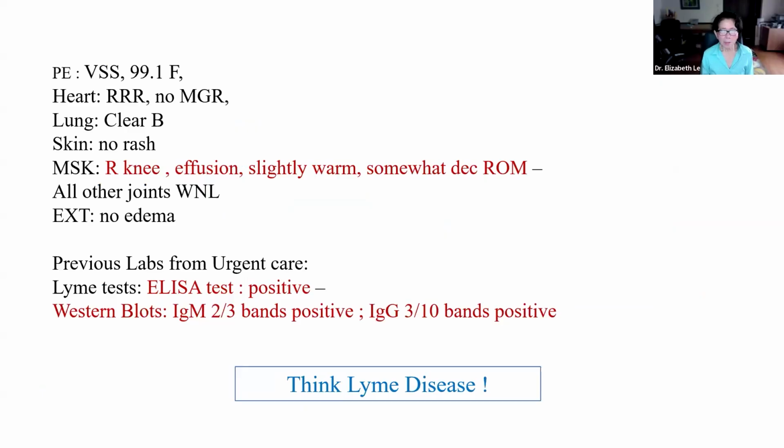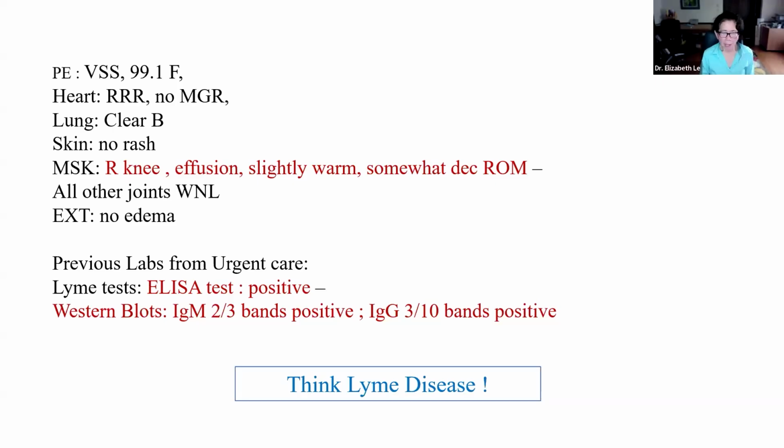Okay, you examine the patient. His vital signs are fine, but he has a temperature of 99.1, a low-grade temp. Heart and lungs are fine. Skin, right now, there's no rash. The rash went away, but on musculoskeletal exam, the right knee has an effusion, is slightly warm, and has somewhat decreased range of motion. All of the other joints are within normal limits. And in the extremities, there's no edema.